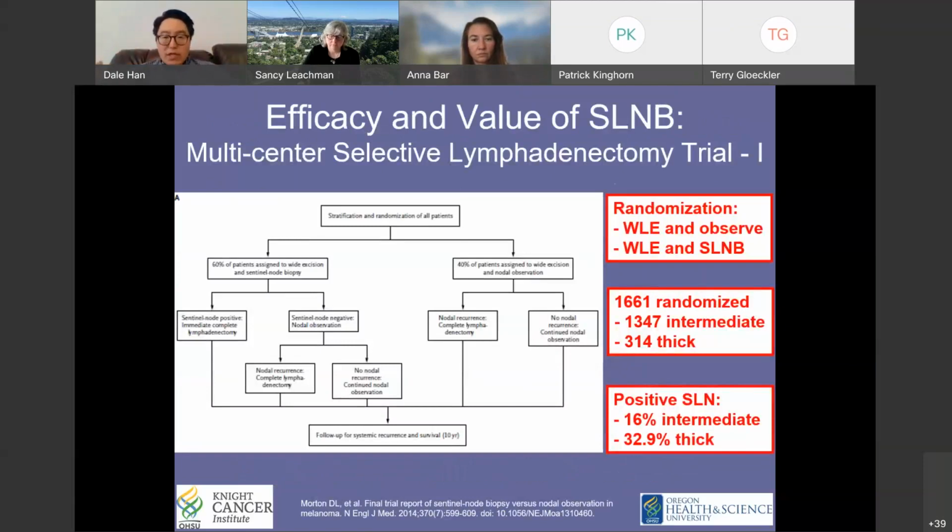Well, the study that really put this on the map is something called Multicenter Selective Lymphadenectomy Trial 1. What this study basically did was randomize patients with a melanoma to either wide local excision and just observing the nodal basins, meaning no procedure, versus wide local excision, sentinel node biopsy, and the lymph node dissection surgery afterwards if you had a positive sentinel node.